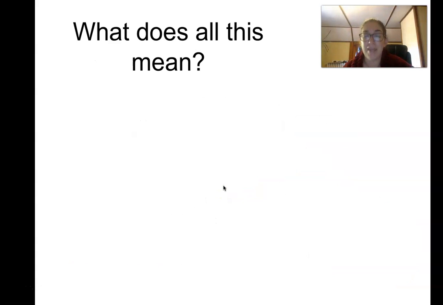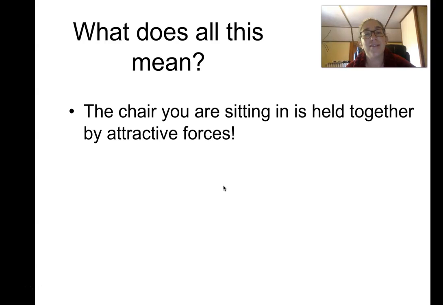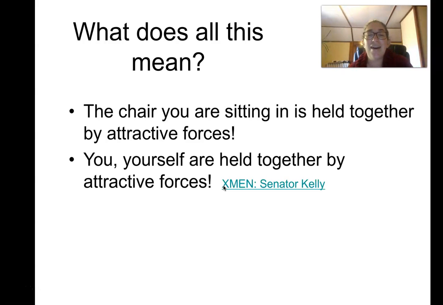So what does all this mean? What is the importance of attractive forces? They're kind of confusing, but they're actually super important. So basically, anything in this world that is solid is held together by strong attractive forces. If you didn't have attractive forces, you would fall through your chair. I mean, everything would be a gas for the most part. If there were no attractive forces, no molecules would be held together, would be stuck together, and everything would be in a gaseous state. So you yourself are also held together by attractive forces.